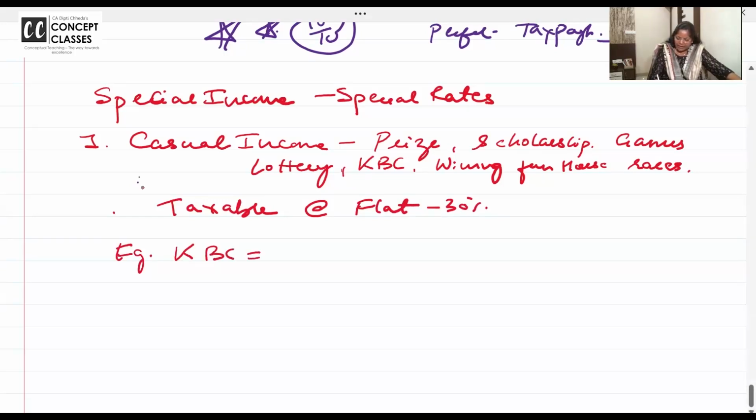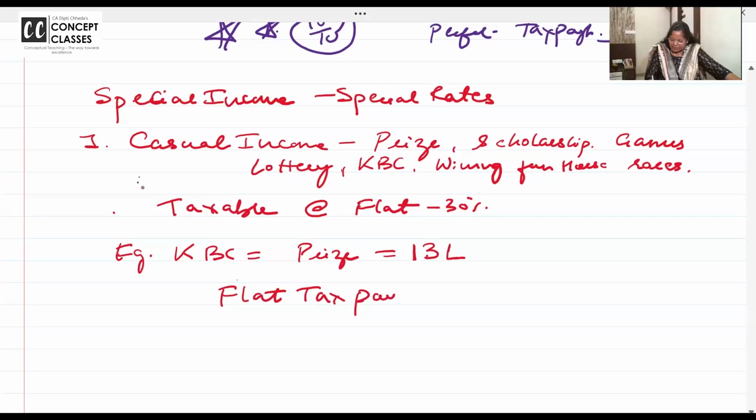I am a housewife, say I'm not having any income, but write an example: you have gone in the KBC and you have got a prize of 13 lakh. So in KBC I got a prize of 13 lakhs. Now can I say I'm a woman assessee, please give me basic exemption 2,50,000? No, it will be flat tax payable at the rate of 30%.